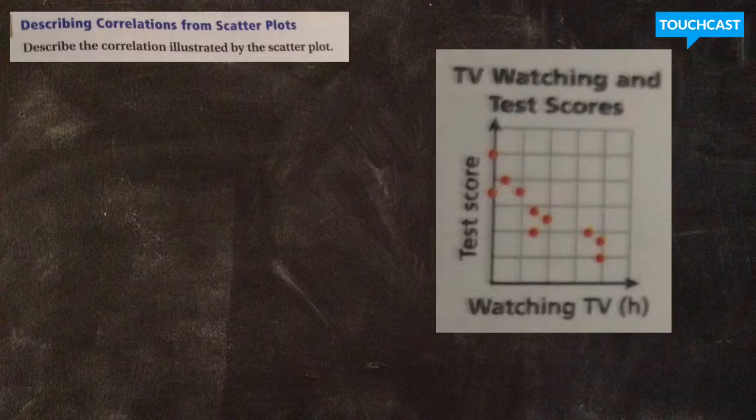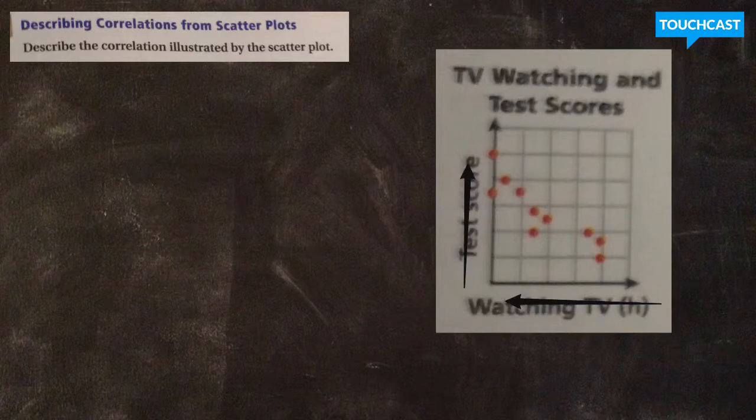So we do need to be able to describe the correlation illustrated by a scatter plot. So to our right, we have a scatter plot which is titled TV Watching and Test Scores, where our x-axis represents the number of hours spent watching TV, and our y-axis represents the test scores. So if we look at the scatter plot, from left to right, as our test scores increase, it looks like the number of hours that we spend watching TV decreases.